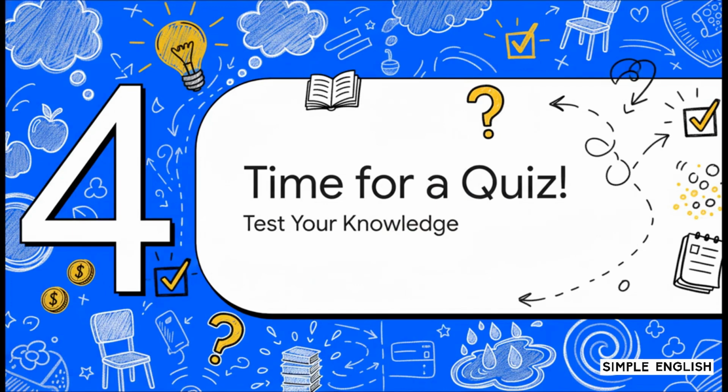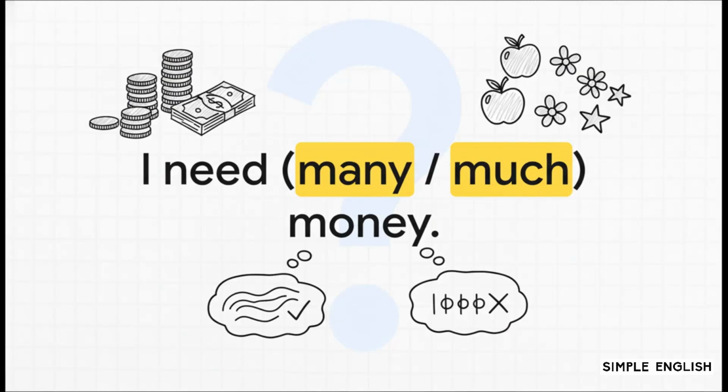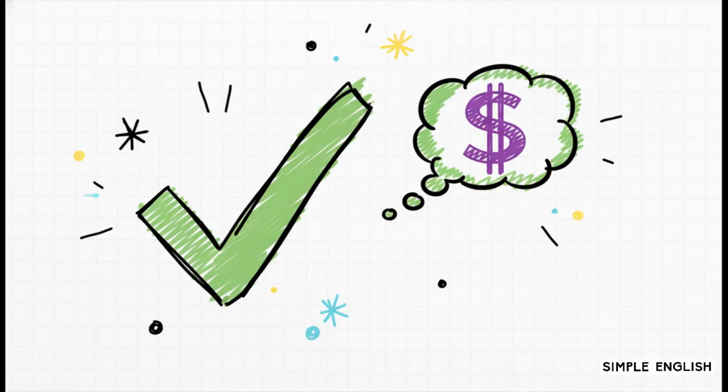Okay, you've taken in a lot. So how about we put that new knowledge into practice? It's time for a quick, low-pressure quiz just to see how it's all sticking. Ready to give it a shot? First one up, I need many money or much money. Take a second to think. Is the idea of money as a whole something you can count as individual units? Which word fits best? And the answer is much. That's it! While you can count dollars and cents, the general concept of money is treated as uncountable, so we always use much. If you got that one, fantastic job.